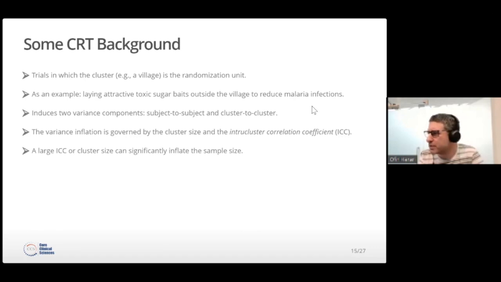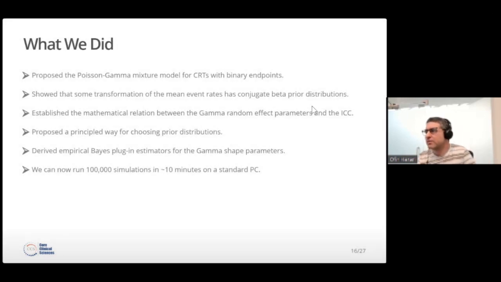So the reason I'm mentioning this is that that's part of the work we've done. We managed to relate the ICC to the model that we came up with. What we did here was we proposed the Poisson gamma mixture model. I'll be more specific in a moment, to model CRTs with binary endpoints.